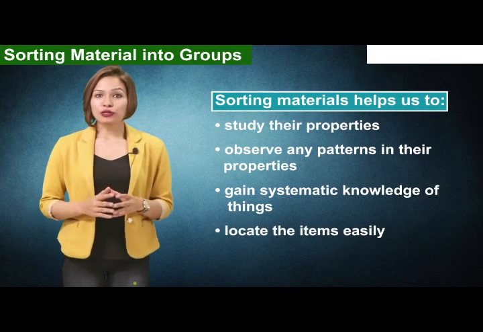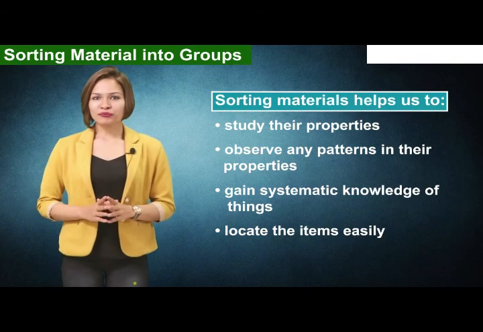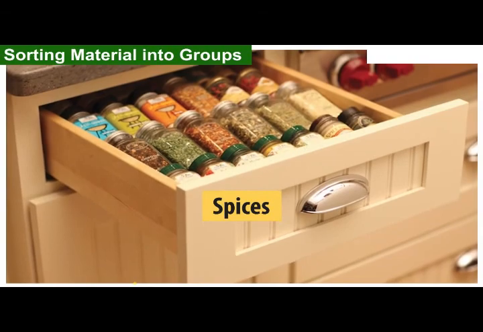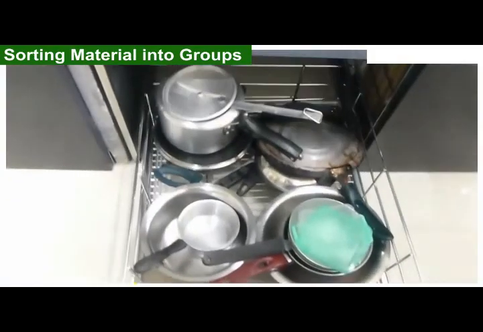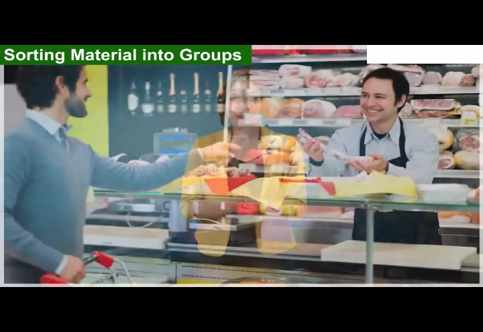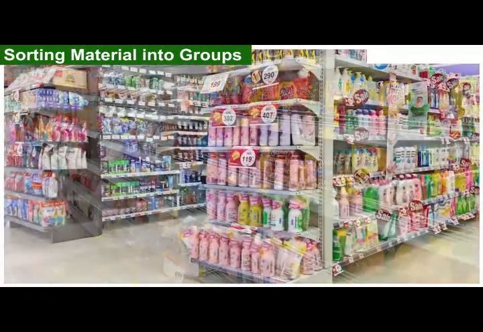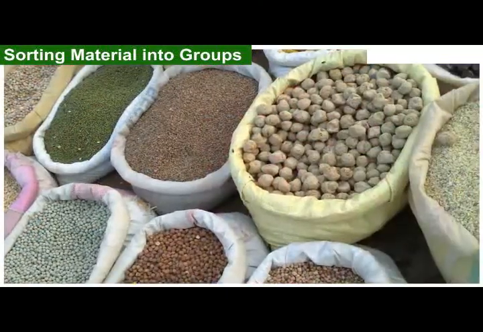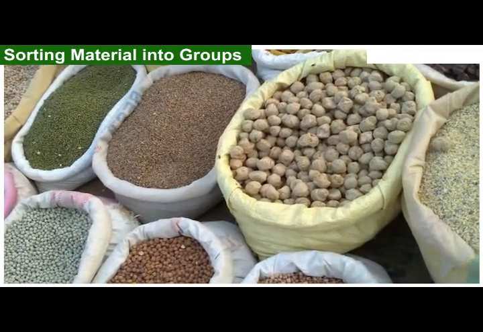And sorting of materials also helps us to locate the items easily, as you must have observed that at home, we usually store things in such a manner that similar objects are placed together. We keep all the spices required for cooking food at one location in the kitchen and the utensils at another location. And a shopkeeper usually keeps all types of biscuits at one location of his shop, all soaps, shampoos, etc. at another location, while grains and pulses are stored at some other place, thus making it easier for him to locate the different items.